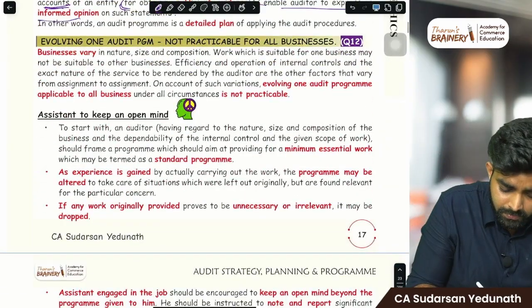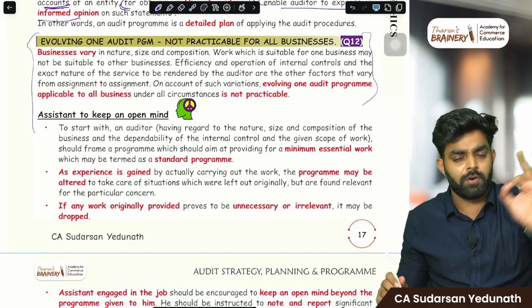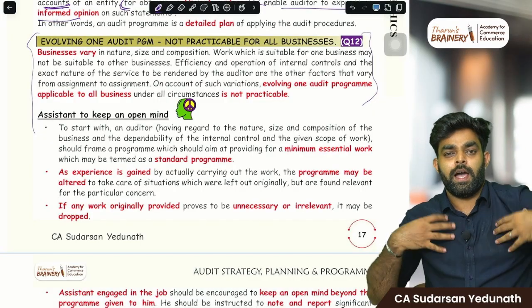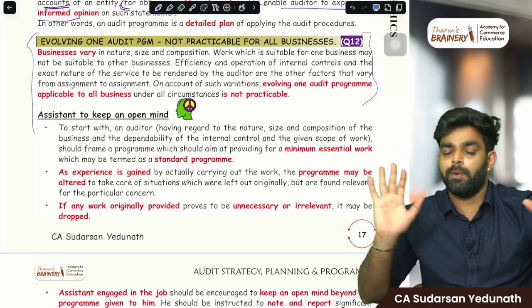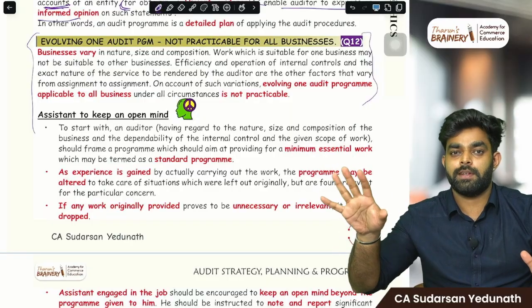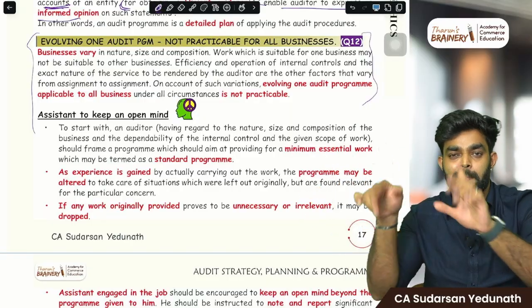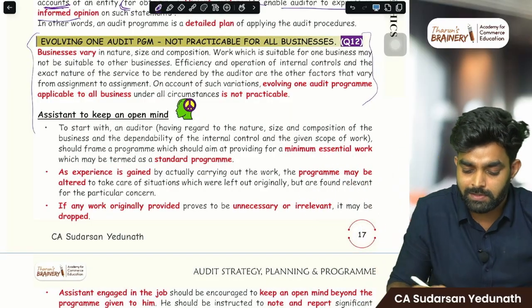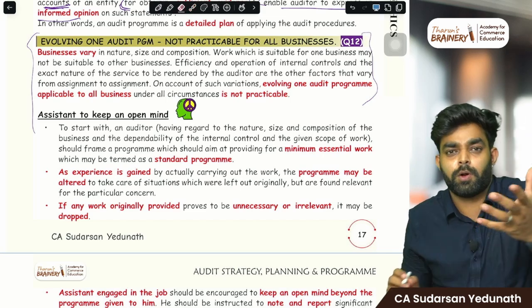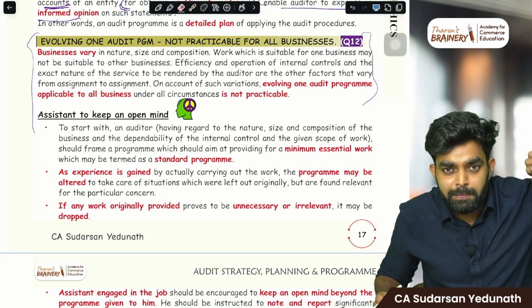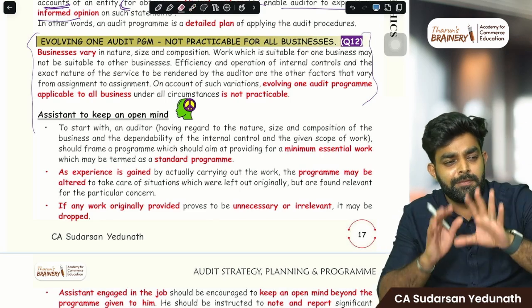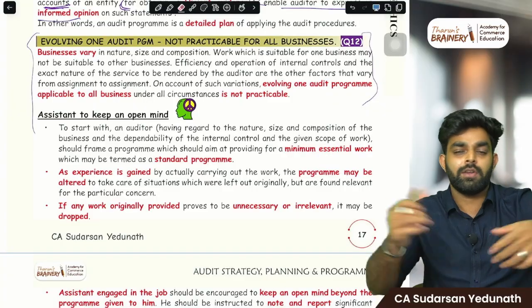Simple. One audit program is not practicable for all businesses. Keep in mind, I am the auditor of Zomato and I am the auditor of Boat. Boat is a manufacturing company. So the audit program of Boat may not be suitable for Zomato. So always keep this in mind. The problem is that these bigger firms, these chartered accountants, will fix one audit program and give it to every company.